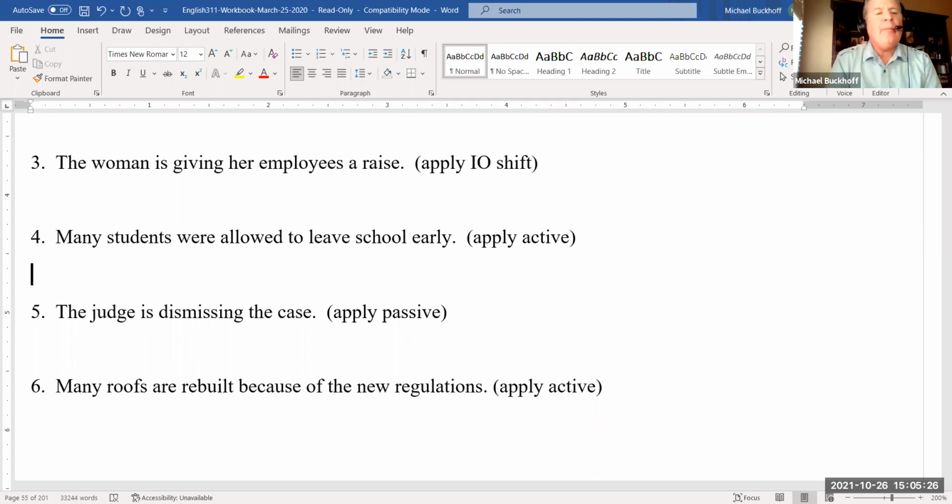Okay, let's look at 4. Many students were allowed to leave school early, right? So apply active. Now, I'm throwing a curveball at you. This time I have omitted the actual subject, or what should be the subject. It's not included. So who allows students to leave school early? And then we have to make that the subject. Who might do that? The teachers allowed the students to leave school early. Good, thank you.